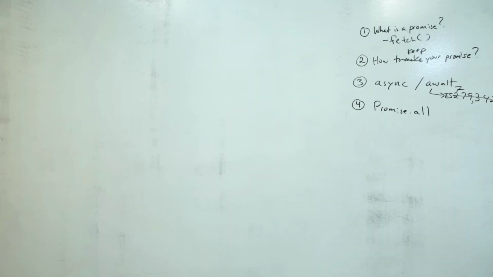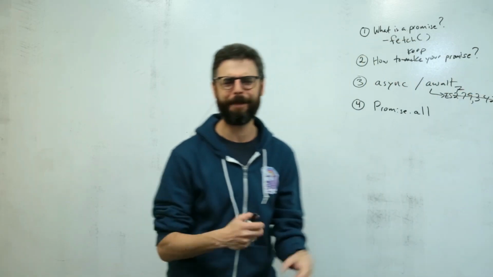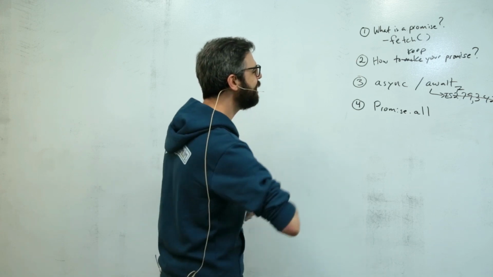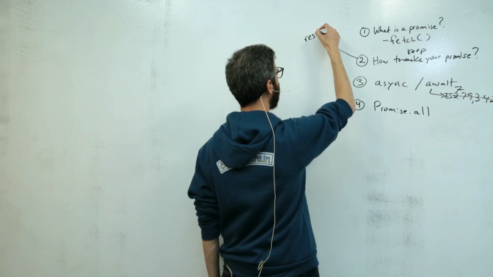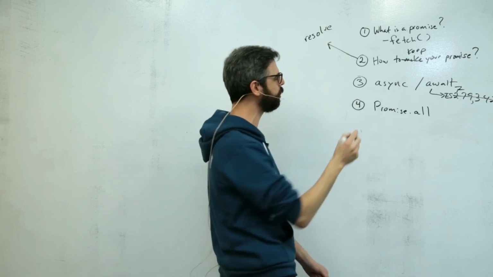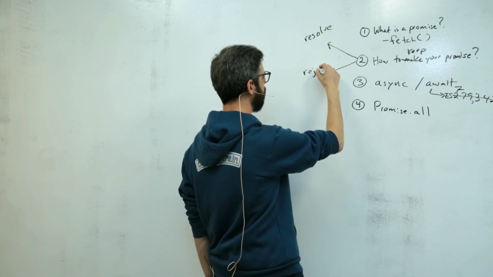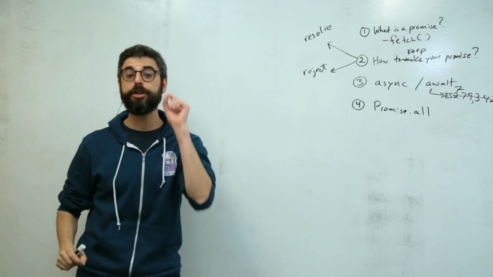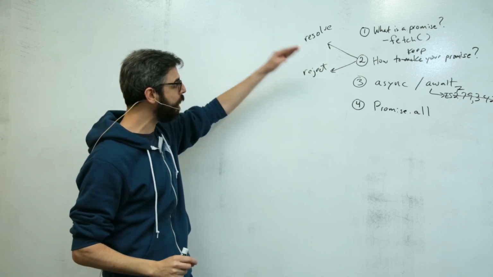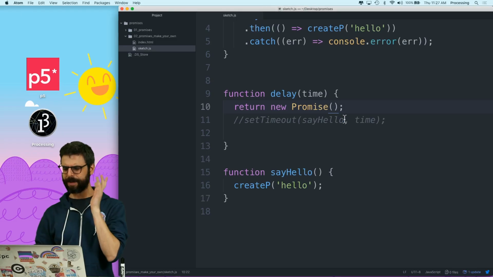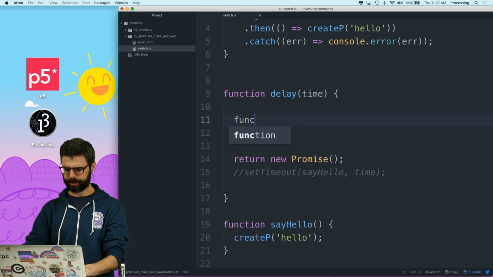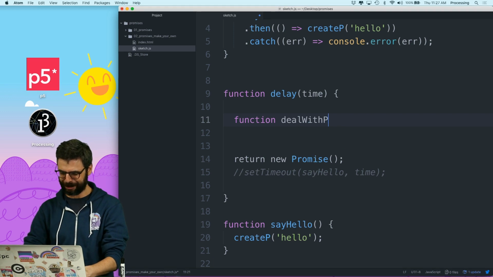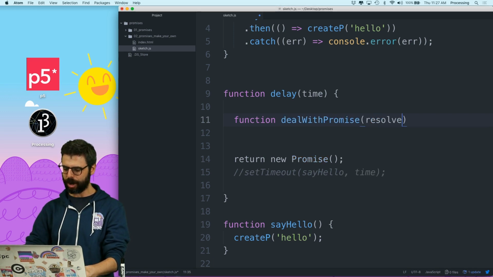So if I want to make my own promise, in addition to just promising something, I have to provide pathways for resolution of that promise or rejection of that promise. So when I create the new promise, I have to say what happens when it's resolved, what happens when it's rejected. Well, so what goes in here? We need a function called deal with promise, resolve, reject.